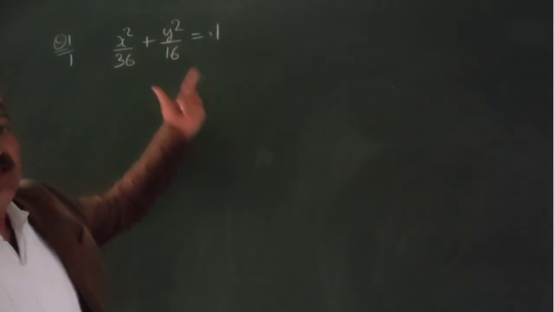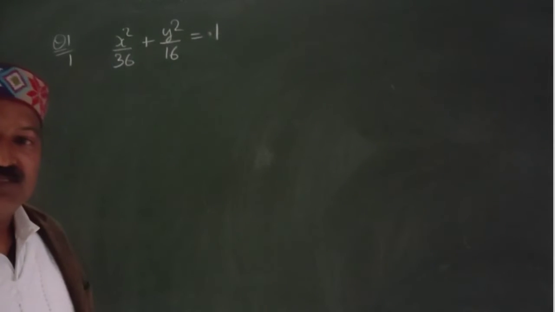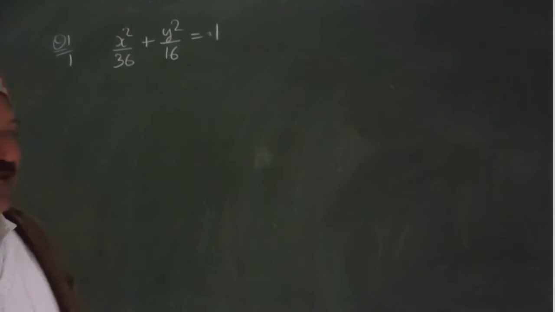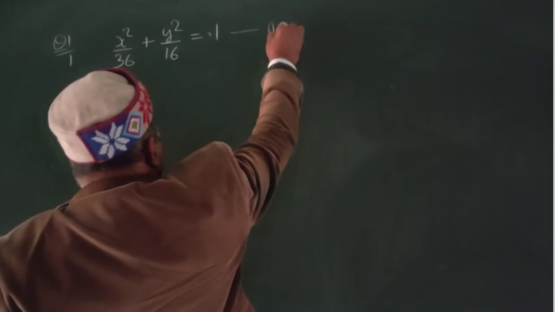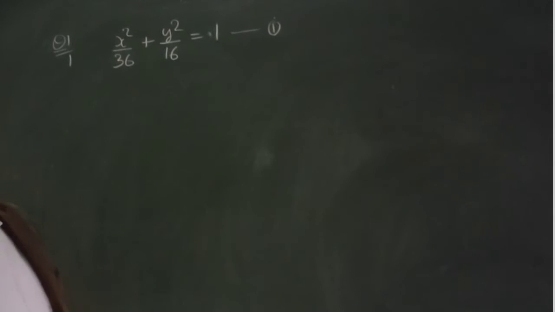Find the length of the major axis, coordinates of the foci, coordinates of the vertices, length of the minor axis, eccentricity, and the length of the latus rectum of this ellipse. This is the ellipse, and we have to find six things from it.